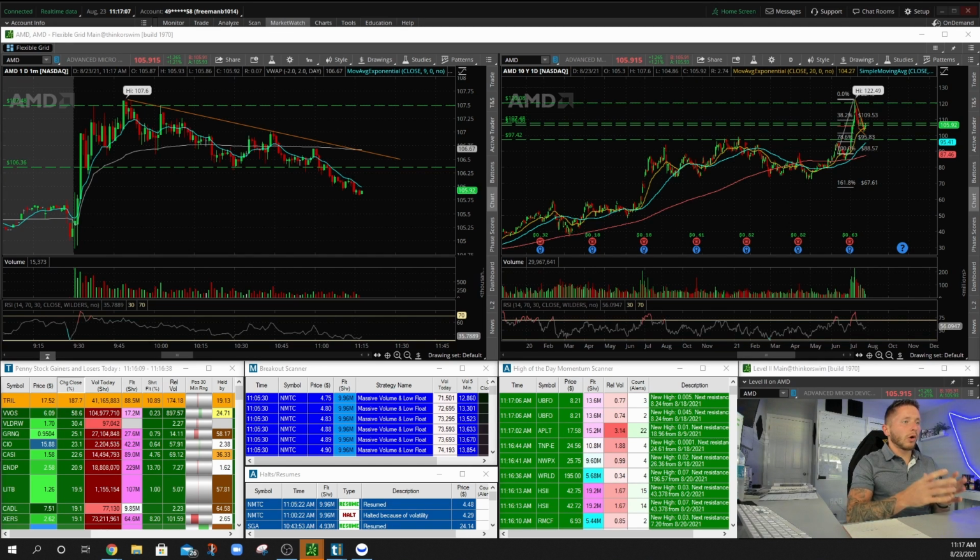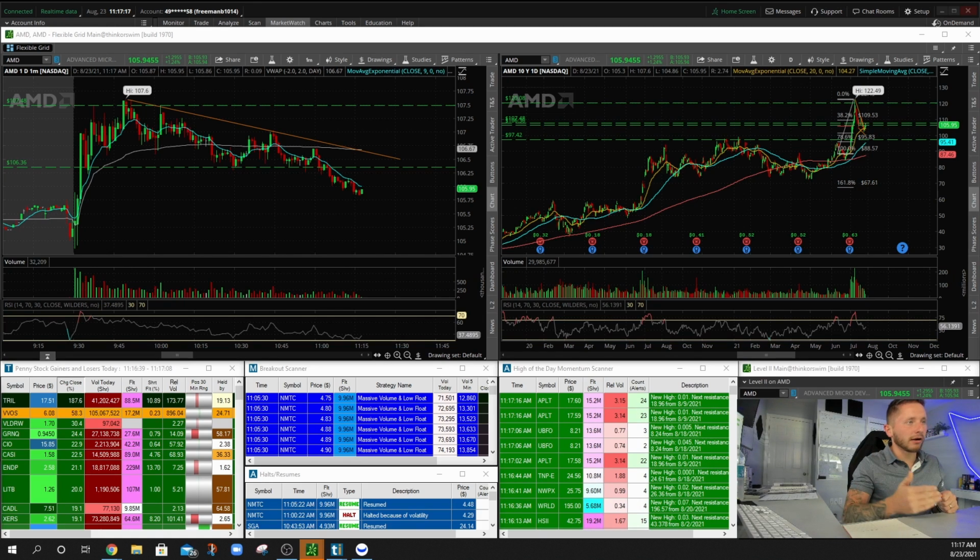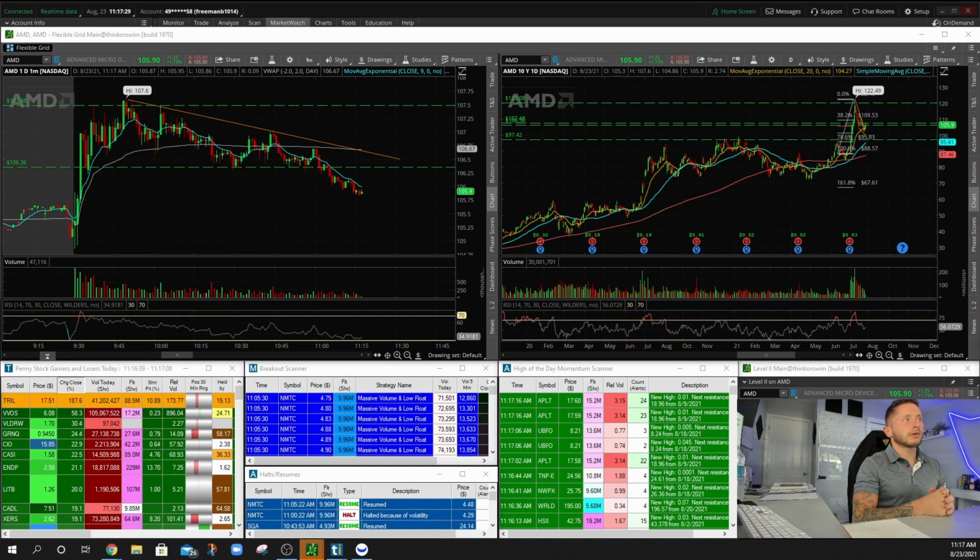We could always throw the word period in there. It's taking the last 9 periods if it's a 9, right? If it's a 20 EMA, that is a 20-period exponential moving average. So it's taking the last 20 1-minute candles and factoring what the average was between the open and the close. If you're on a 5-minute chart, you're looking at the last 20 5-minute candles.